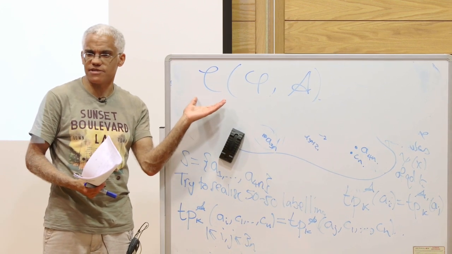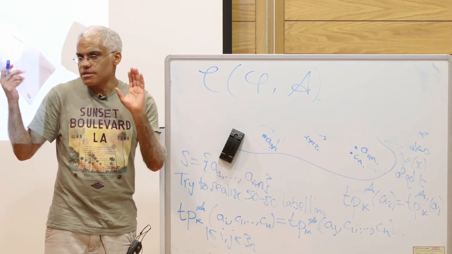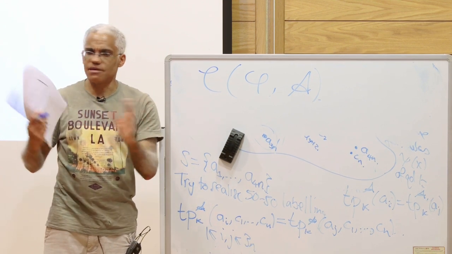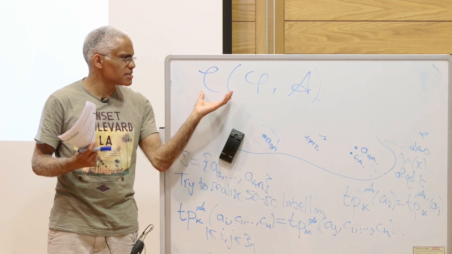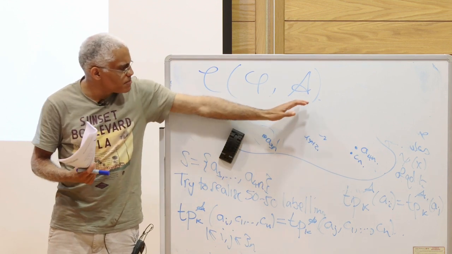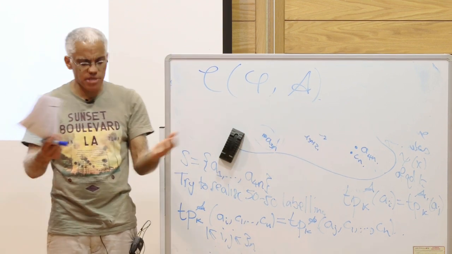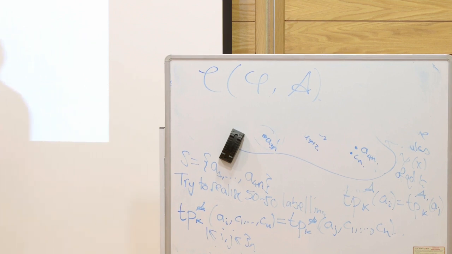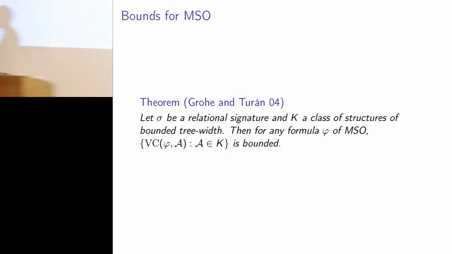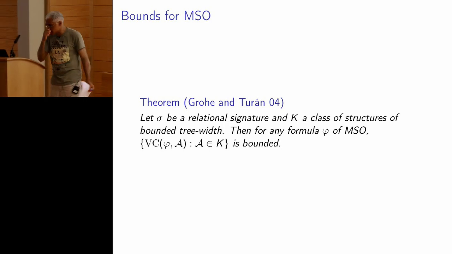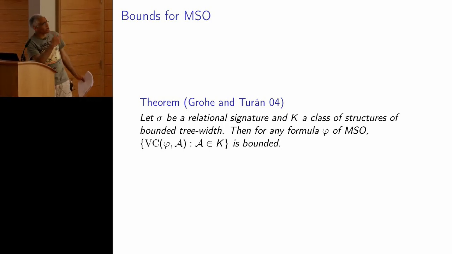We can get general bounds on the VC dimension. Now, I haven't yet said that finite VC dimension equals learnability, and I'll say that next. And then the other thing we did is we let the structure vary over a class of reasonable structures, such as structures with tree width at most 10. And again, we bounded the VC dimension of all the concept classes we could have, just as long as they were defined in a reasonable fragment of logic. So in this case, MSO. Okay. Are there any questions?